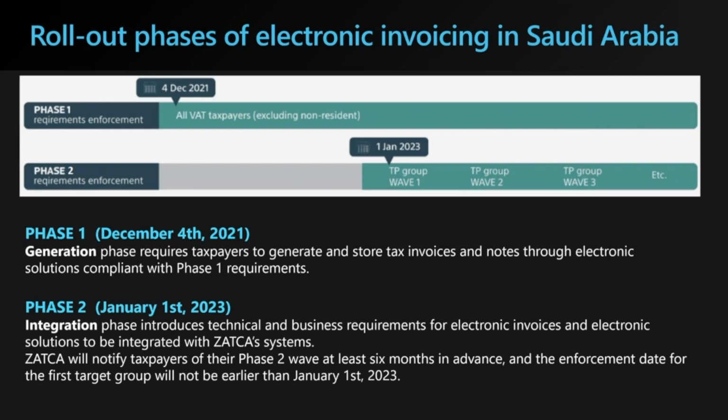Phase 2, or integration phase, which is still in progress, adds the obligation to submit electronic invoices in a predefined XML format to the tax authorities. ZATCA is an acronym of Saudi Arabian Tax Authority. Software manufacturers need to integrate the invoice generation solutions with a centralized invoicing portal. Phase 2 will be gradually implemented in waves. The first wave starts on the 1st January next year. On the next slide, we will consider these requirements in more detail.